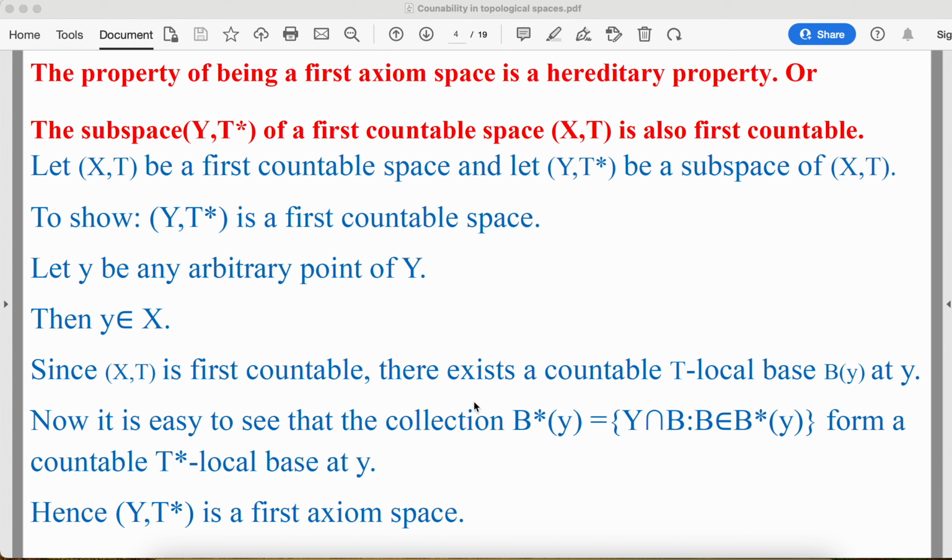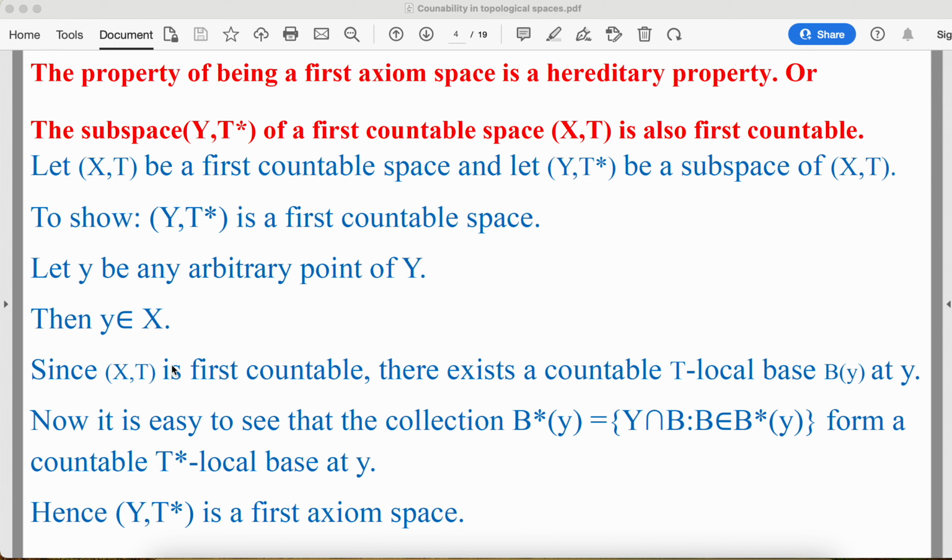The property of being a first axiom space is a hereditary property. In other words, we say that a subspace (Y, T*) of a first countable space (X, T) is also first countable. Let (X, T) be a first countable space and let (Y, T*) be a subspace of (X, T). Now we will show that (Y, T*) is a first countable space. Let y be an arbitrary point of Y. Then y belongs to X.